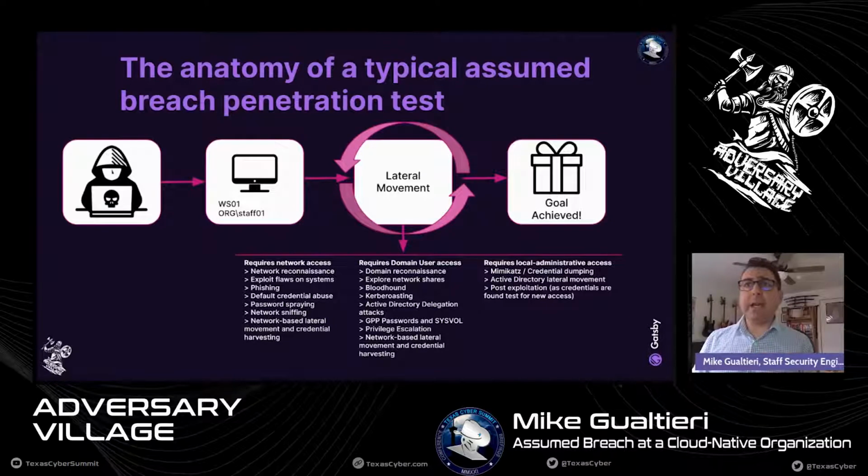All right, so attacks that require just network access are things like just doing some network reconnaissance. You can do port scanning, see what's out there on the network, exploit flaws on systems that you find, conducting phishing to gain that initial domain user access. You can do default credential abuse. And in this bucket, think about printers and devices that maybe will write to SMB shares. You can conduct network sniffing.